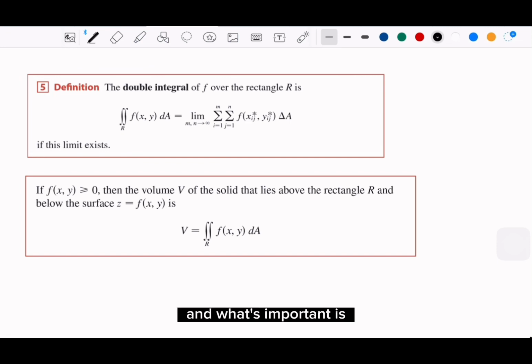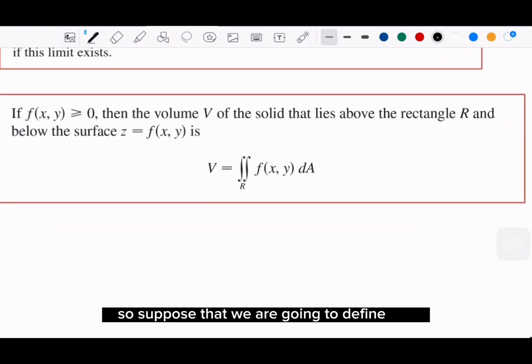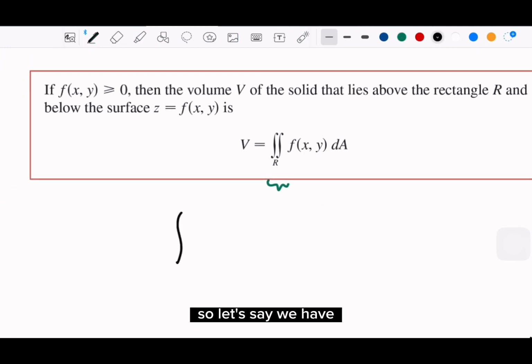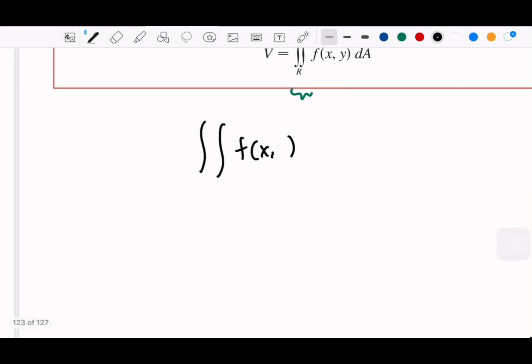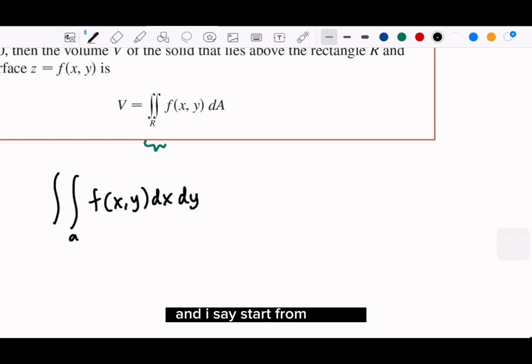What's important is how we are going to use this double integral. Suppose that we are going to define this R. The R is going to be our region, the region projected on x and y. So let's say we have f(x,y) dx dy, starting from a, b, c, d.